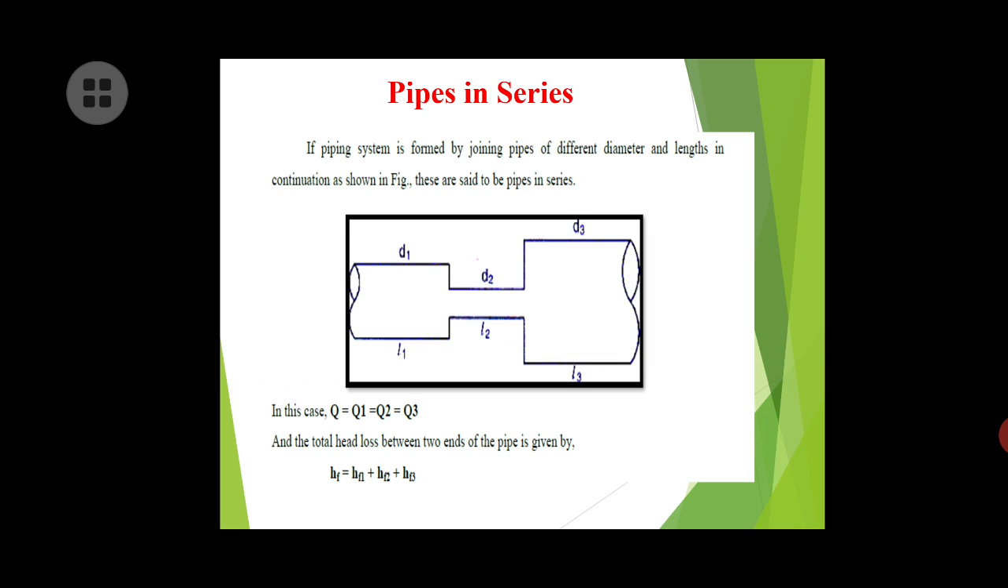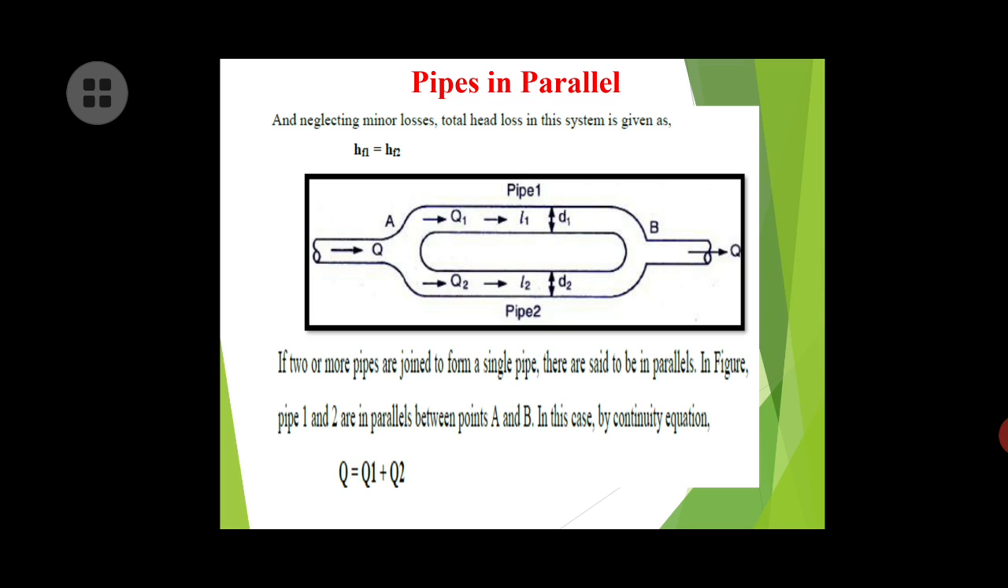There are losses. Next, pipe in series, with different lengths as shown in the figure. Three pipes are in series, L1, L2, L3, diameters D1, D2, D3. So HF is equal to HF1 plus HF2 plus HF3. For pipe in parallel, HF1 is equal to HF2 and Q is equal to Q1 plus Q2. If two or more pipes join in the form of a single pipe, they are said to be parallel.